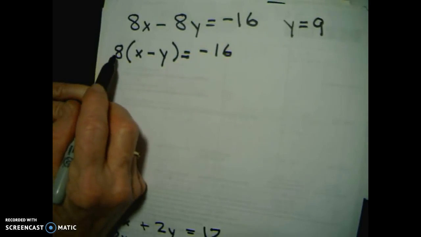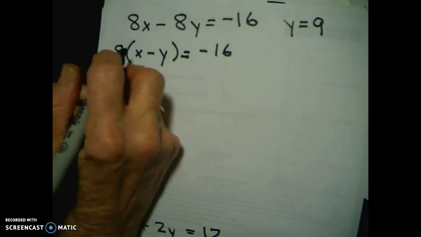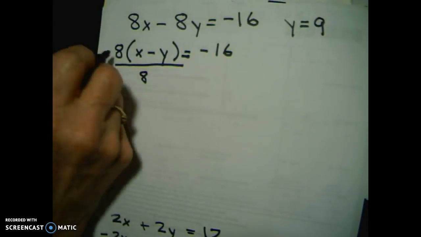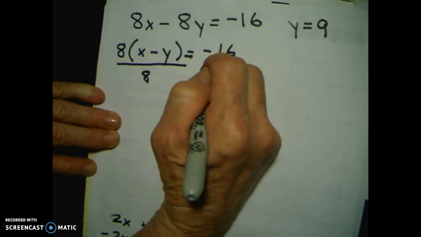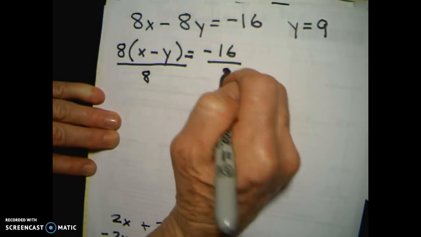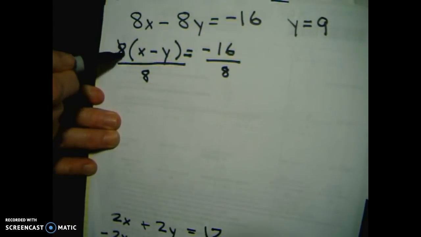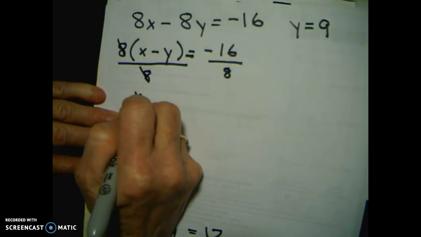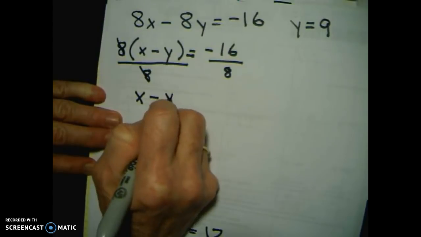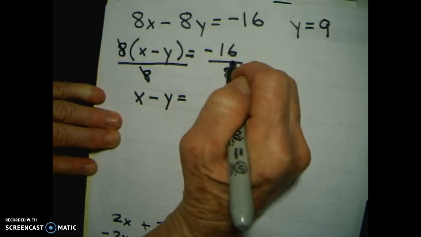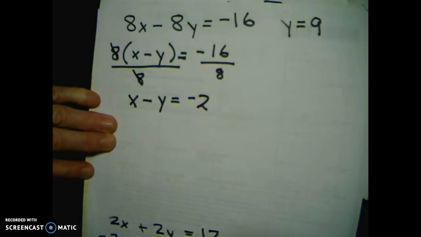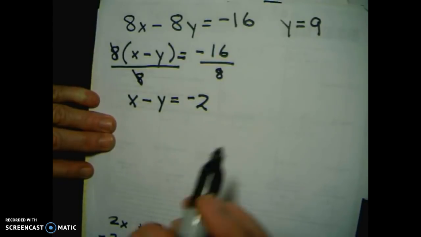Now, I would like to get rid of this 8 right here, so I'm going to divide both sides by 8. What I do to the left side, I must also do to the right side. 8 divided by 8 is equal to 1, and that cancels. So I have x minus y equals negative 16 divided by 8, which is negative 2. So far, so good? Now that's a much simpler equation to work with.